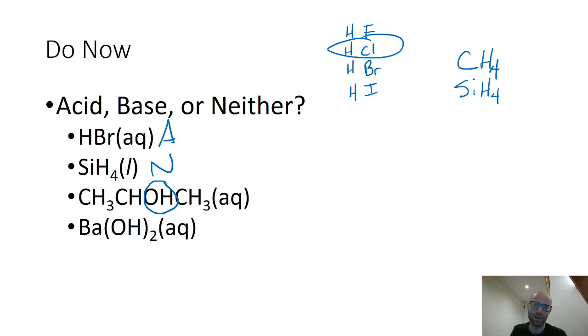This is actually rubbing alcohol, the chemical formula for rubbing alcohol. It's not on your table, and it's not chemically similar to anything found on the table. However, the last option, barium hydroxide, does look suspiciously like calcium hydroxide, strontium hydroxide, so this is going to be our base. So let's take this idea and move on.